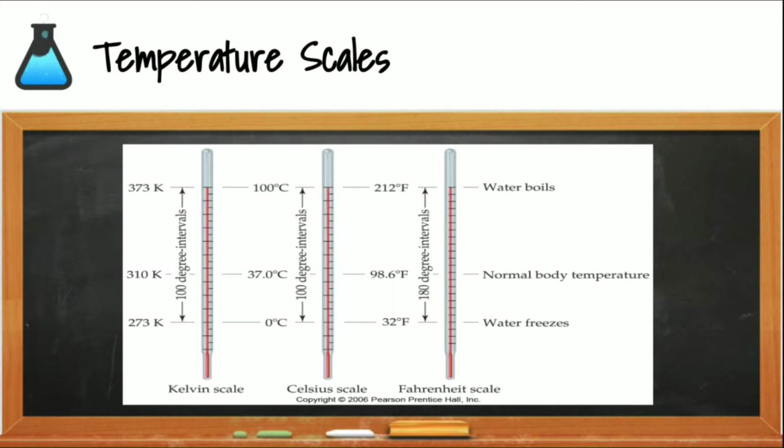There are 3 major temperature scales. All temperature scales are based on the relationship between the freezing point of water and the boiling point of water. We will not use Fahrenheit in science class, so we're going to pay attention instead to the Kelvin and the Celsius scales.